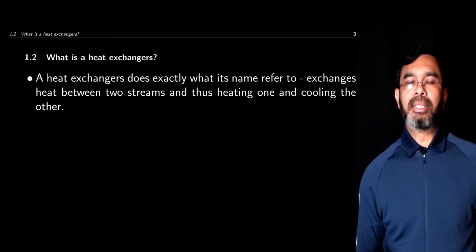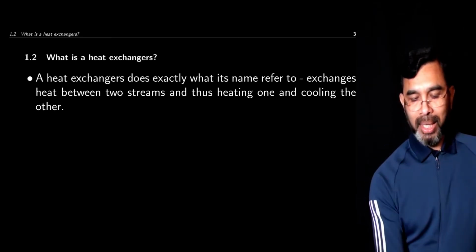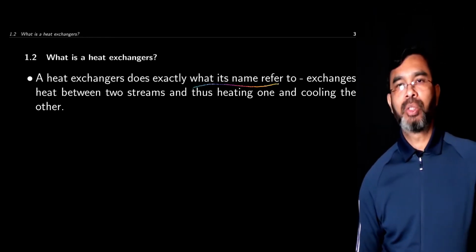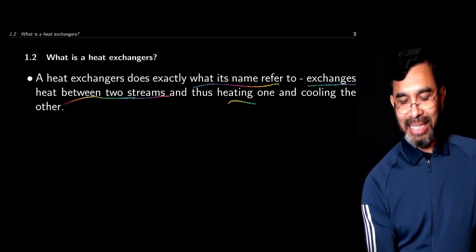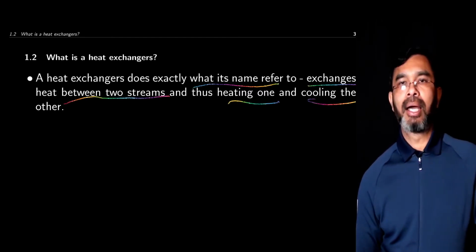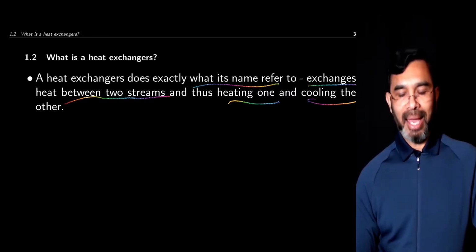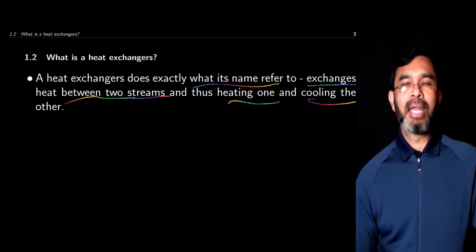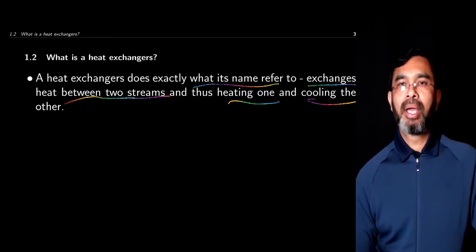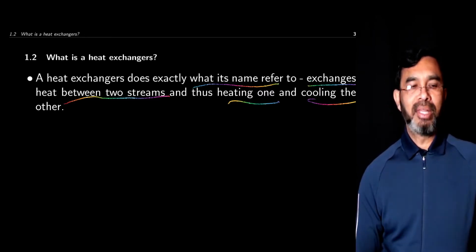Now, what is a heat exchanger? So in the simplest term, heat exchanger does exactly what its name refers to. It exchanges heat between two streams and thus heating one and cooling the other. Now these streams can be liquid, can be gas, or one can be liquid, one can be gas, or they can involve some sort of phase change, and all different combinations with their state can be there in the operation of a heat exchanger.